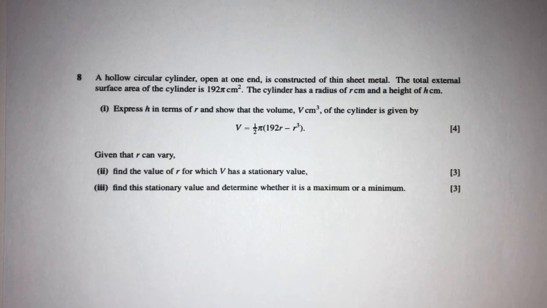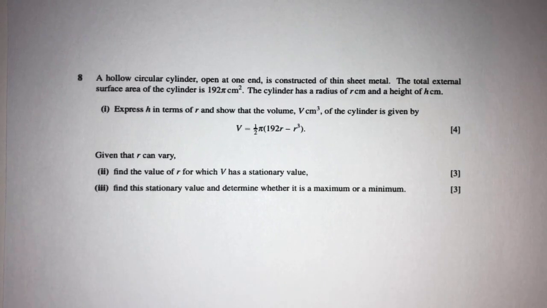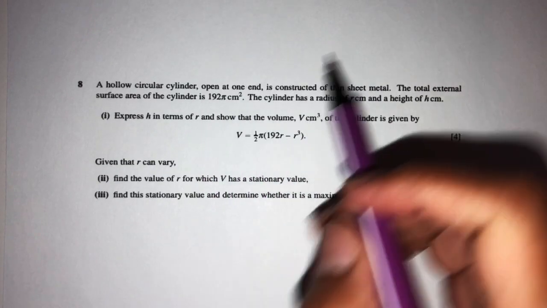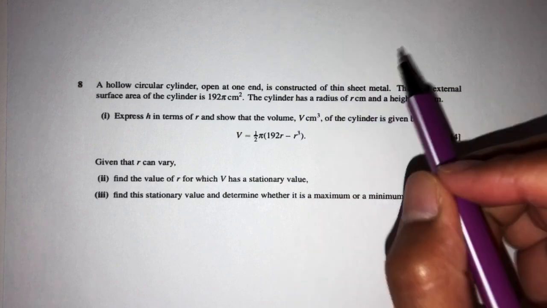So here we have a hollow circular cylinder. First things first, what do you understand by this? We have a hollow, it means it is open at one end. So let me draw something to help us with this question.